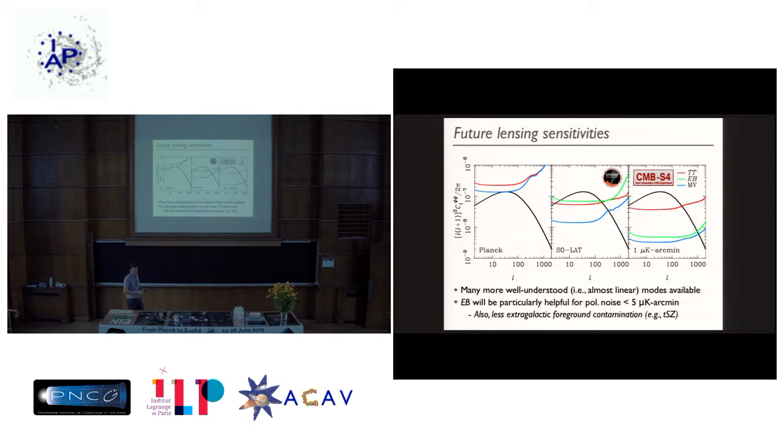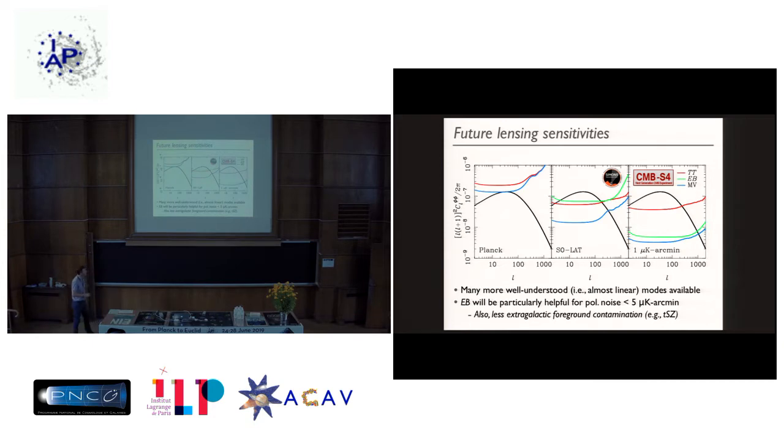Okay, so just to finish up, let me say that what's happening in the field now is that we're going from the sensitivities of Planck to more sensitive experiments on the ground. Simons Observatory, the Large Aperture Telescope, will be in a range where the temperature and the polarization information will be about comparable in terms of statistical power for constraining lensing. Whereas experiments like CMB-S4 will be completely dominated by the polarization information because the sensitivity is so much higher.